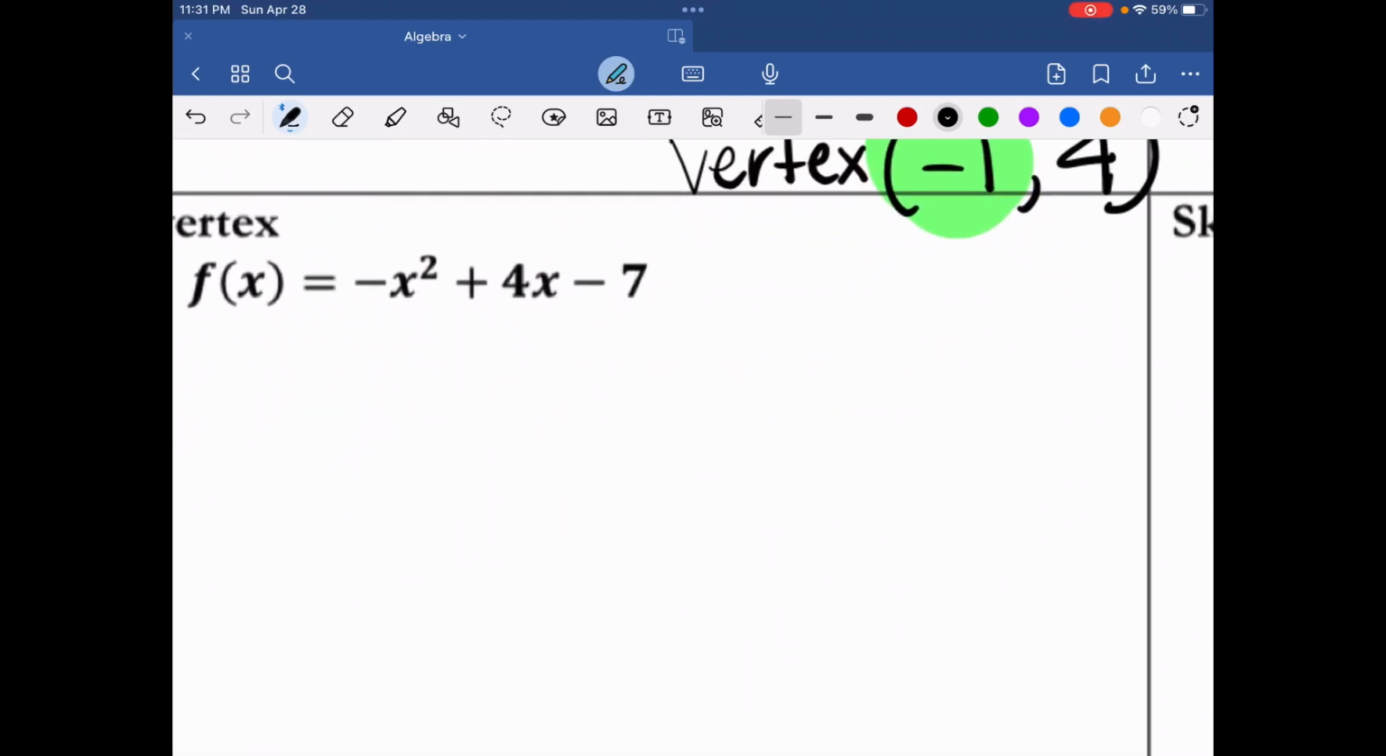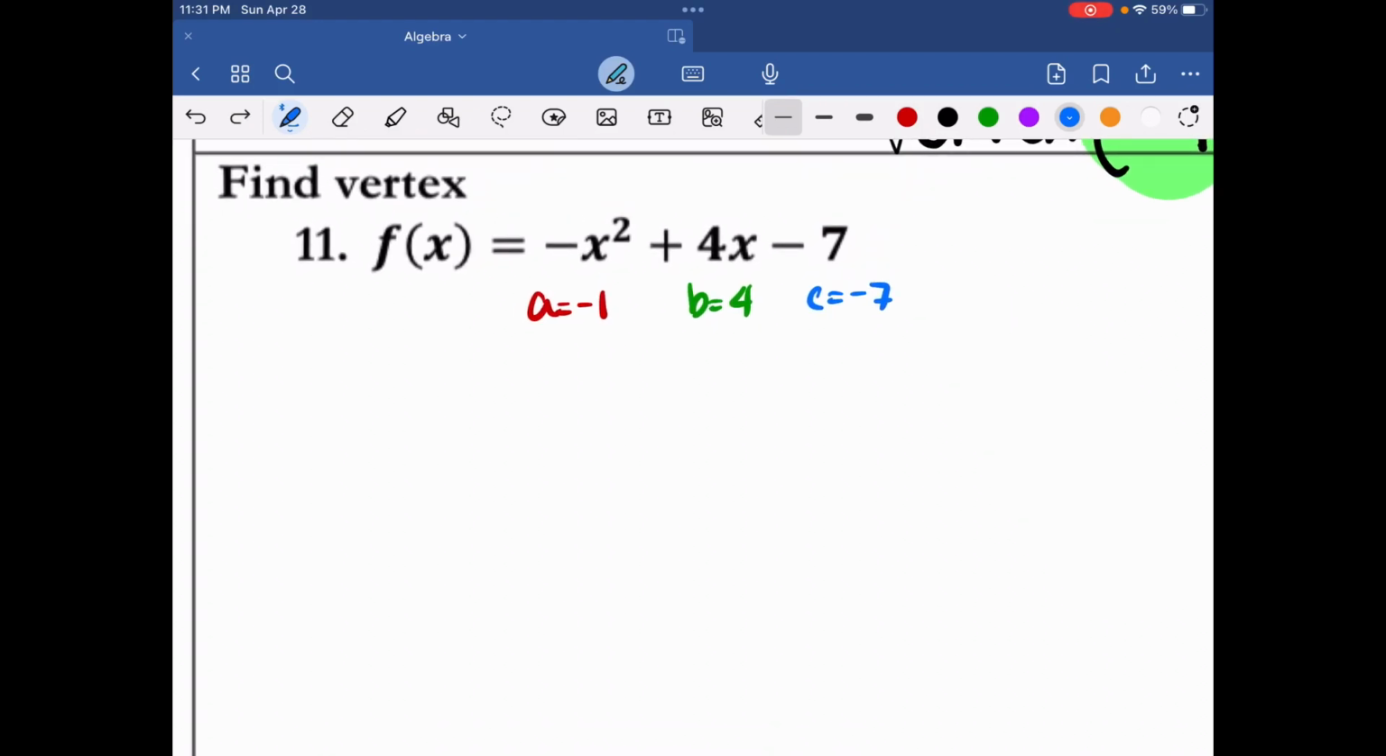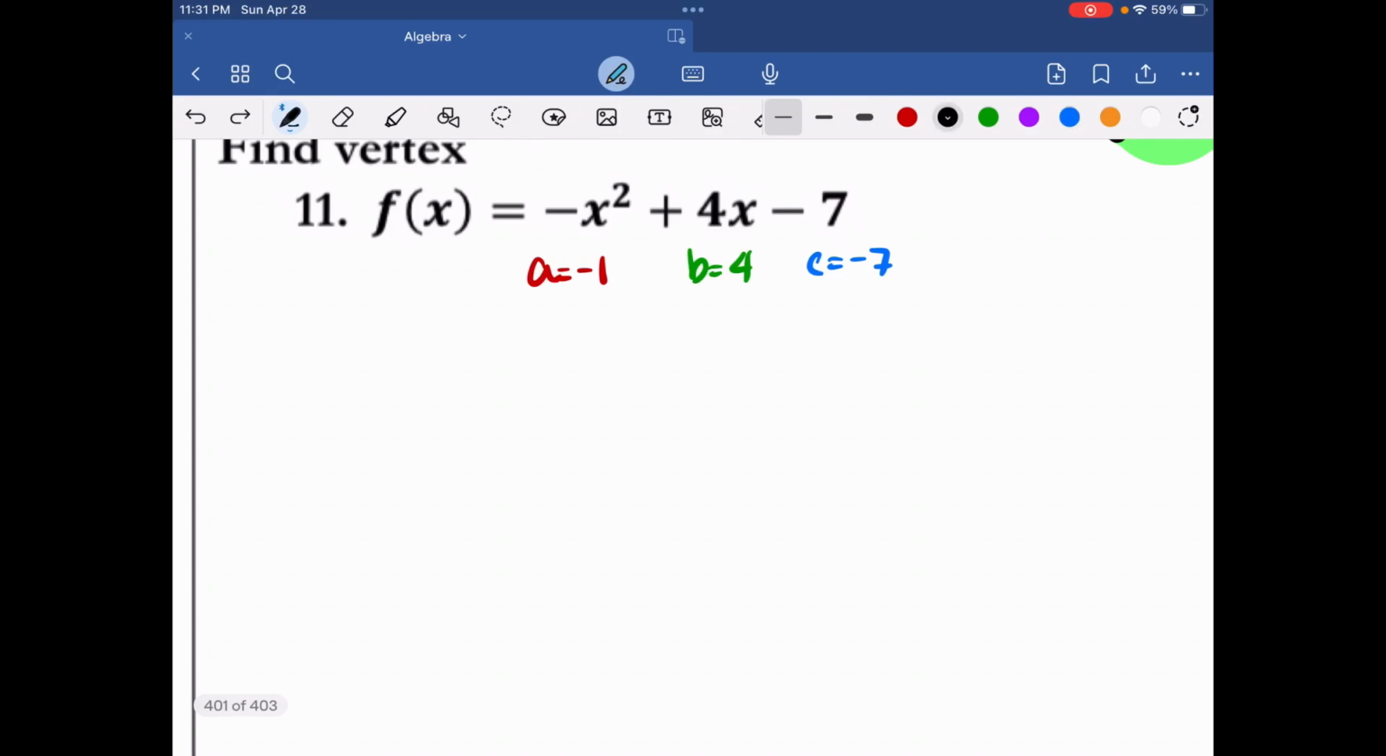So let's do one more really fast. So again, tell me A, B, and C. A equals negative 1. The number in front of x squared is a negative, so that's a negative 1. B equals 4, and C in the back is a negative 7. Okay, there's a minus sign, so it's a negative 7. We don't need the C, but we will need the C sometimes.